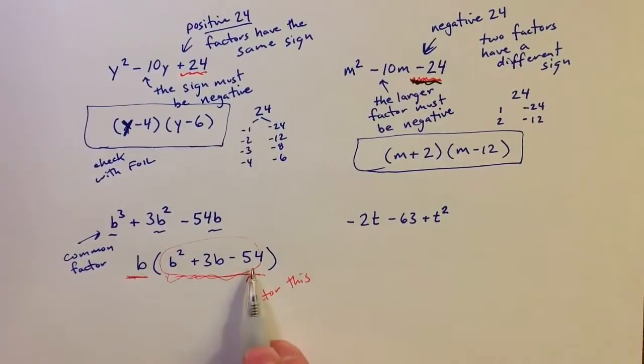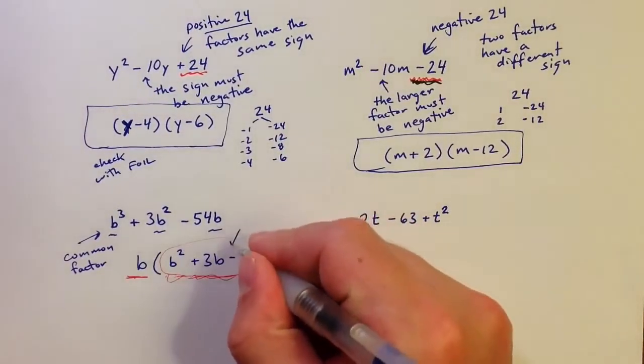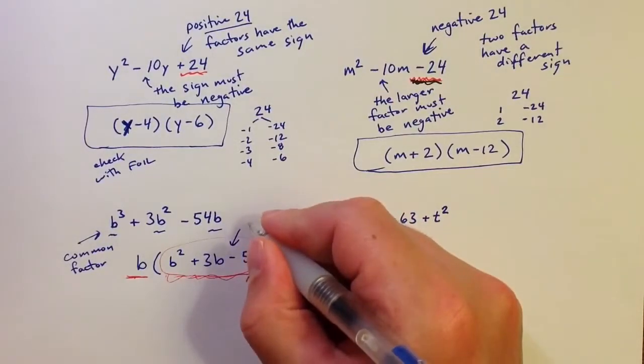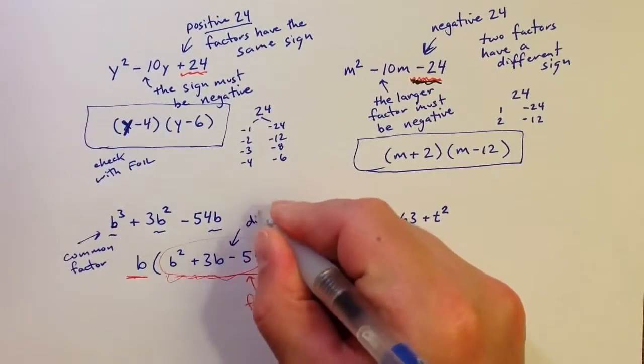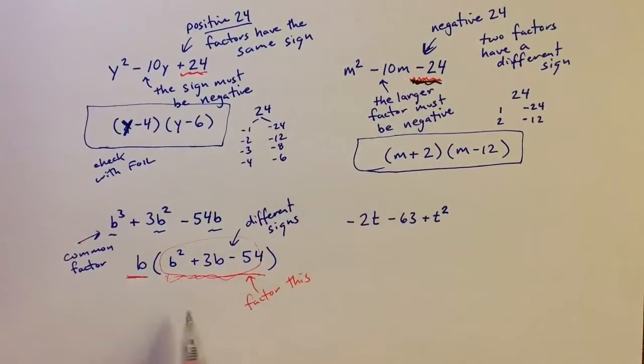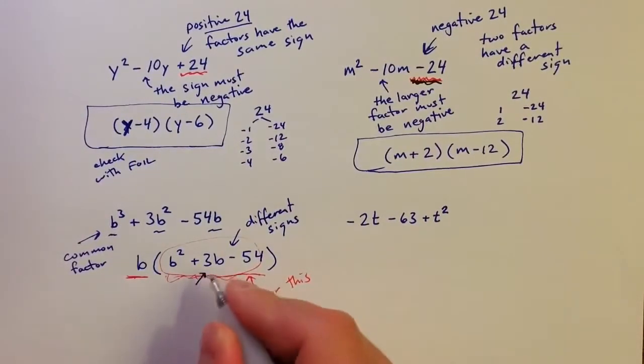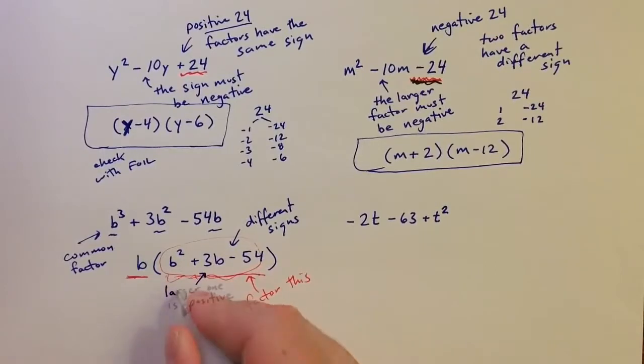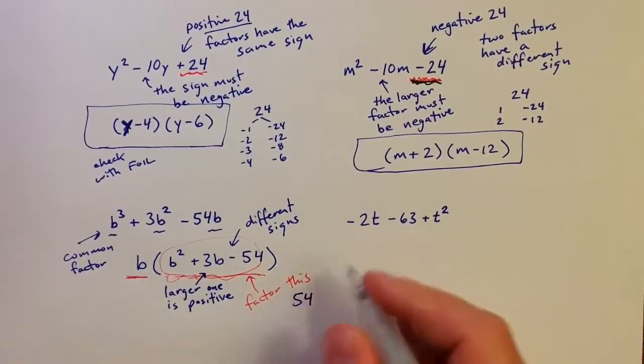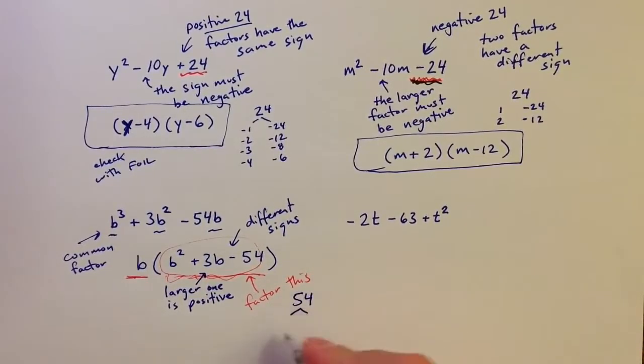So, as we've done, I have a negative 54. The negative sign is important. That means that the two factors have different signs. And the fact that it's a positive 3 means that the larger factor is positive. So basically I'm looking for a factor pair that has a difference of 3. So 54 is our number. 54 has a bunch of different factors.